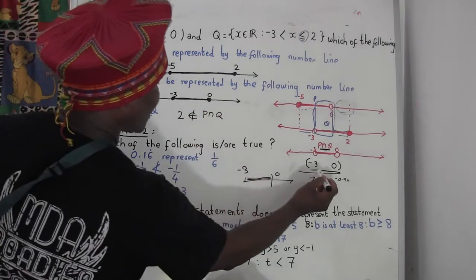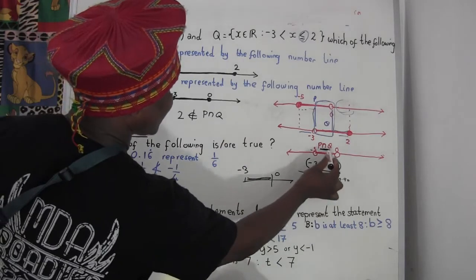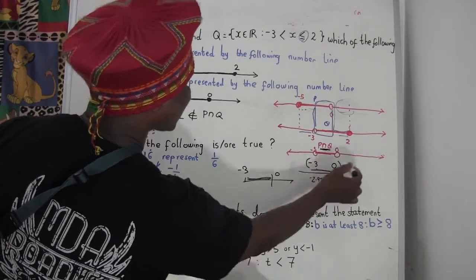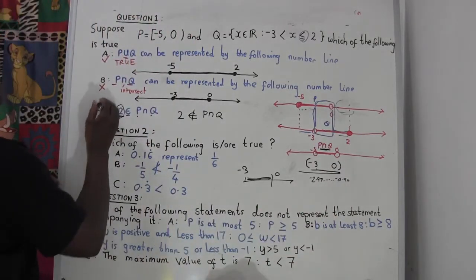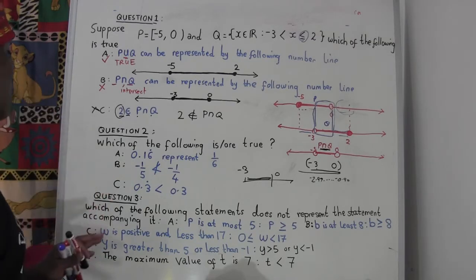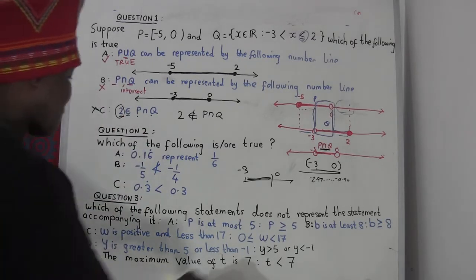An element of P intersection Q means this element is from between, not even negative 3, not even 0. So this is that option. So only option A. So for question 1, A is true. You know what I'm saying? Means only A. So down to the question 1, I'm going to erase.